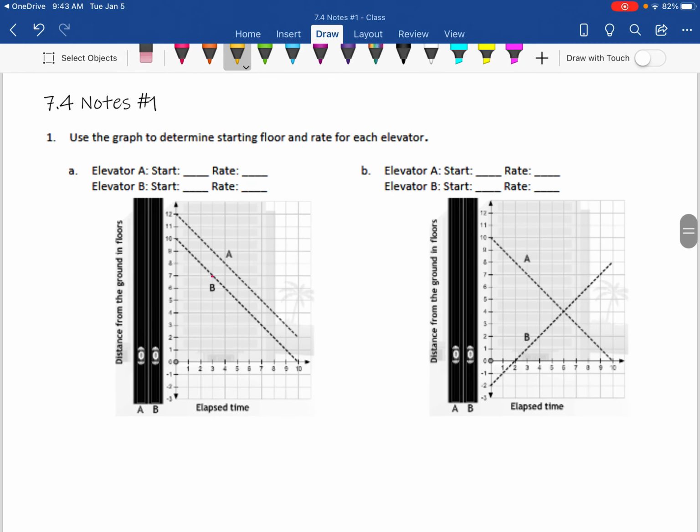All right. We're not going to go through all of these examples in the video. However, you will have all of them worked out in teacher notes. Okay, let's take a look at elevator A.